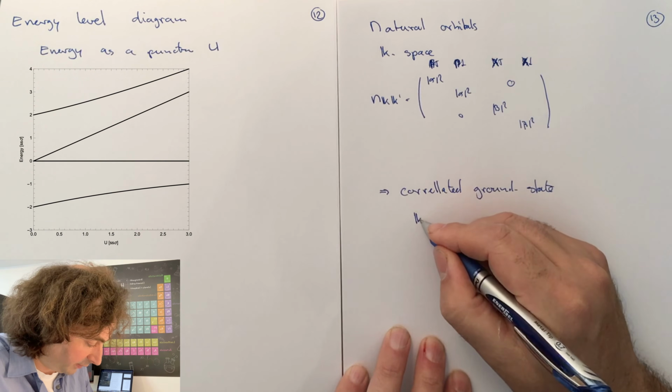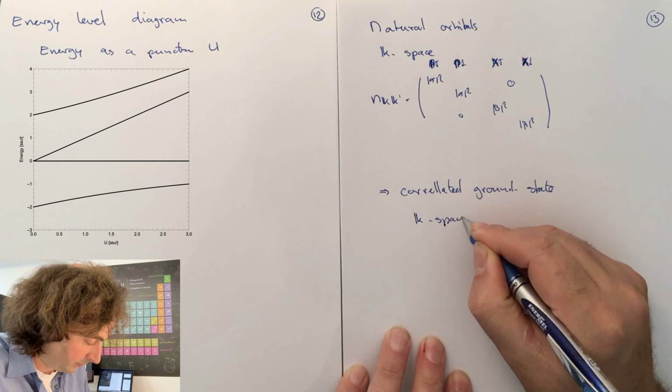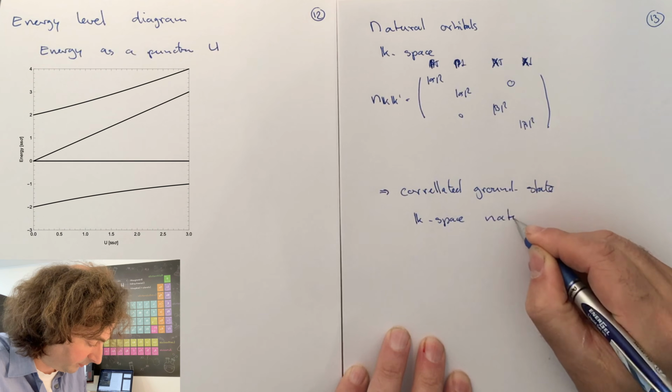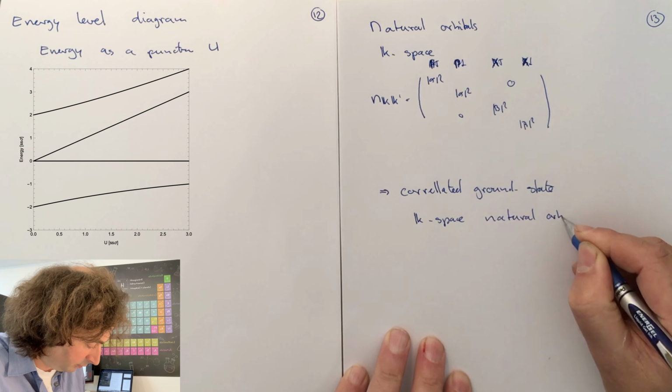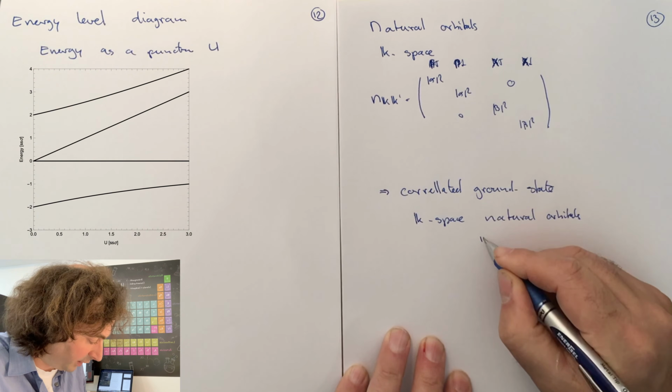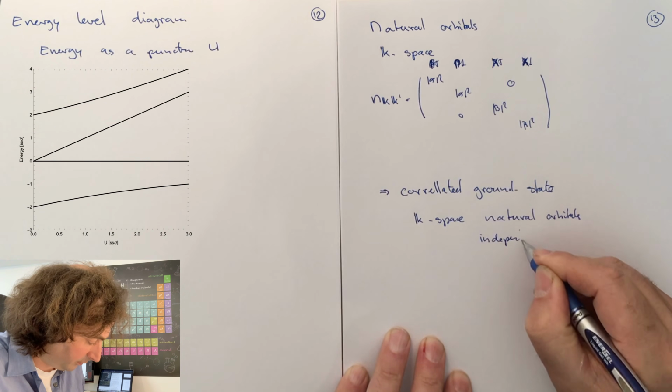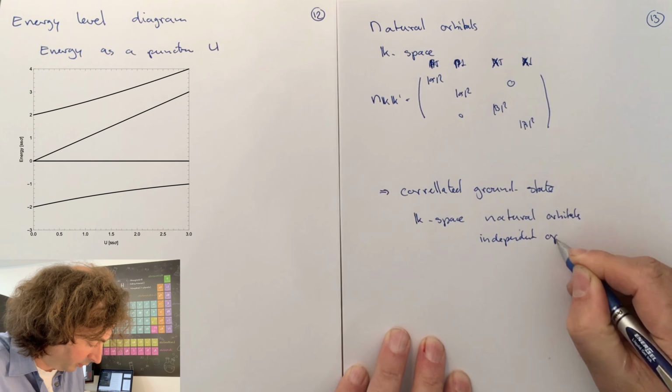And we find that in k-space we have the natural orbitals, which are independent of the Coulomb interaction.